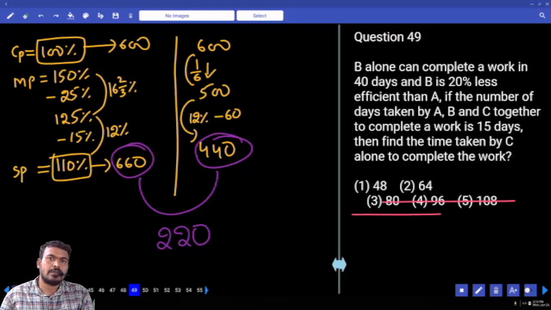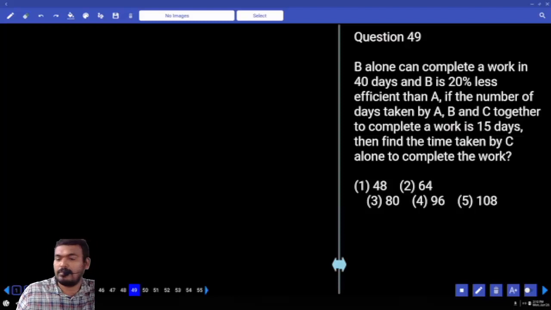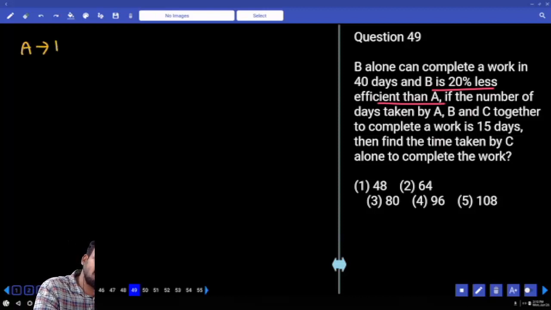Next, question number 49. B alone can complete a work in how many days? 40 days. And B is 20% less efficient than A. The number of days taken by A, B, C together to complete the work is 15 days. Then find the time taken by C alone to complete the work. First of all, B can complete the work in how many days? 40 days. B is 20% less efficient than which one? A. Suppose I consider A's efficiency as 15 parts. What is B's efficiency?